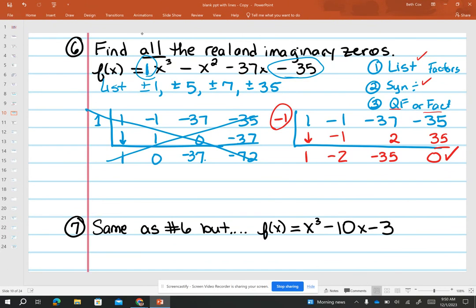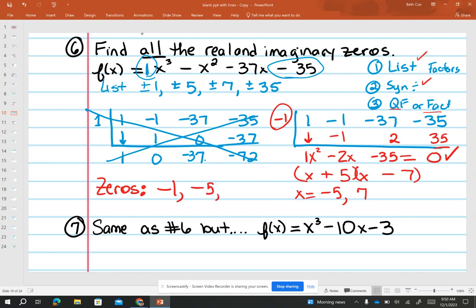This one actually factors. Thank goodness. So I can factor this one. 7 and 5, and minus 7 plus 5. So x equals negative 5. x equals positive 7. So here's my official answer. Negative 1, negative 5, positive 7. There's my answer. Okay, number 7 works the same as number 6, but with this problem, notice there's no x squared term.